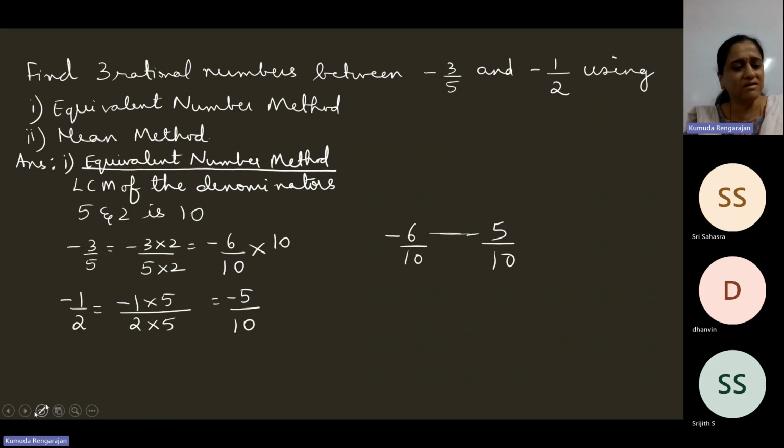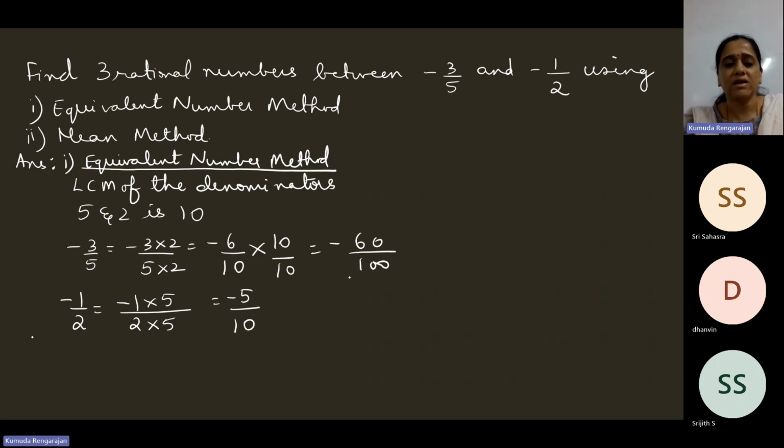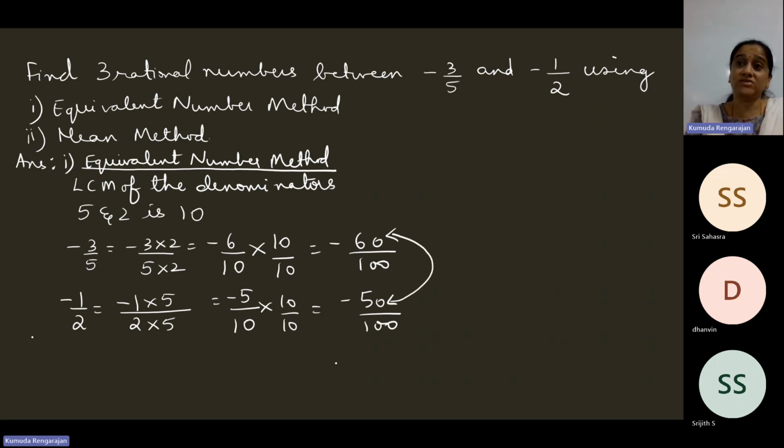So what you do? Multiply the numerator and denominator by 10 again. So it will be -60/100, and here also -50/100. Now see the space between the numerators has increased. -50, -60. Now -51/100, -52/100, -53/100, -54/100, and so on till -59/100 are some rational numbers between these two rationals.